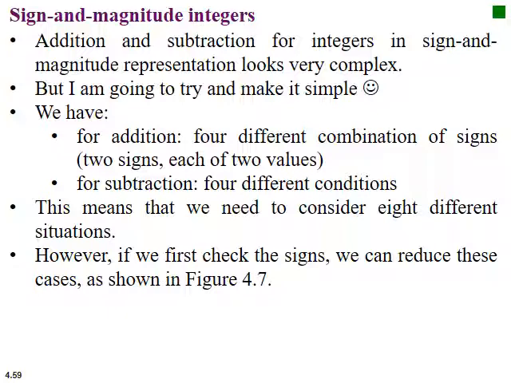Okay, so we have for addition 4 different combinations of signs, 2 signs each of 2 values, and for subtraction 4 different conditions. Now these different conditions we will look at in the algorithm just now and say a little bit more about them. So this means that we need to consider 8 different situations or combinations in total. However, if we first check the signs, we can reduce these cases as shown in figure 4.7.